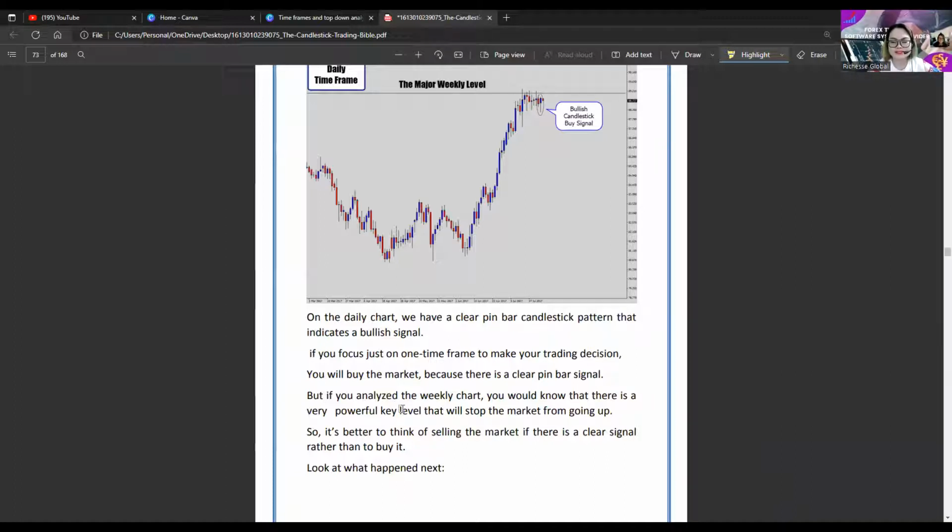But if you analyze the weekly chart, you would know that there is a very powerful key that will stop the market from going up. Ibig sabihin, possible, hindi na siya magtutuloy mag-bullish yung ating market. So it's better to think about selling the market if there is a clear signal rather than to buy. Ibig sabihin, kung may sell position tayo dito, mas better to have the sell position rather than the buy position na tinatawag. And look at what happened next.